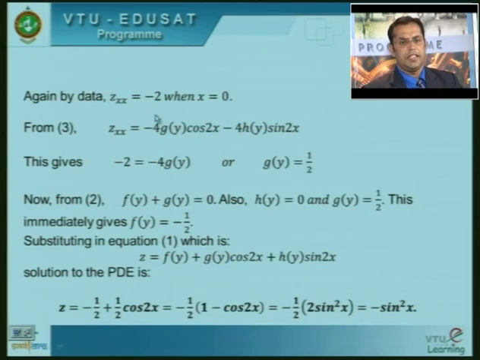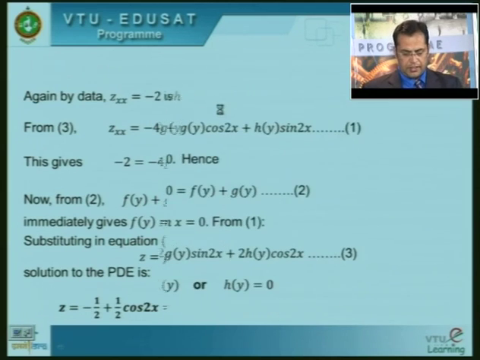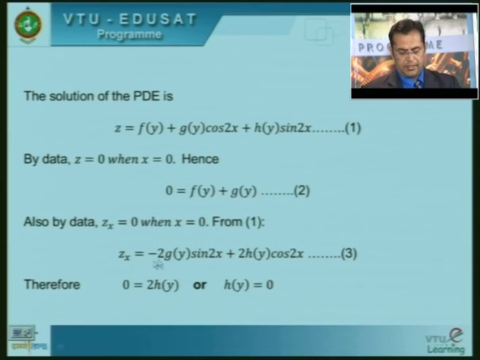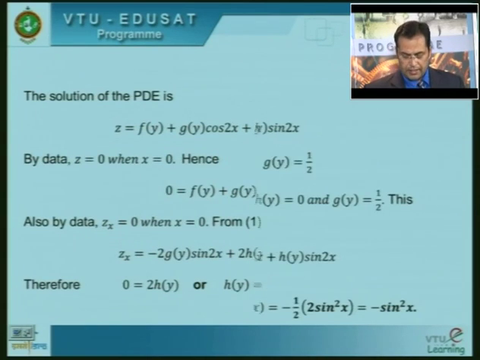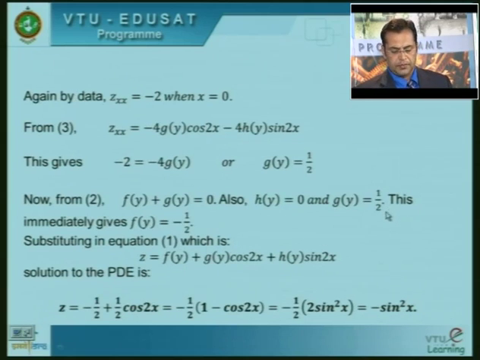Finally, apply the condition z x x equal to minus 2 when x equal to 0. For this, you should differentiate this again with respect to x to get z x x as minus 4 g y cos 2x minus 4 h y into sin 2x. Apply the condition z x x is minus 2 when x is 0. When x is 0, sin 0 is 0, cos 0 is 1. So, immediately from this you get minus 2 equal to minus 4 g y, or g y equal to half. Hence, you have the relation f of y plus g of y equal to 0 obtained from the previous slide. Then h of y is 0 and g of y is half. Substitute g y obtained here in this equation to get f of y equal to minus half. So, you have f of y as minus half, g y as half and h y as 0.